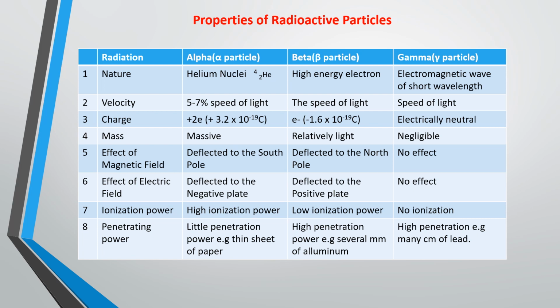Please, what you need to know is basically try and know the difference between each of the particles, especially their charges, the effect of magnetic field, effect of electric field, ionization power, and penetrating power. So that when you are asked in an examination, you should be able to give at least three differences, at most five differences. Gamma rays have the highest penetrating power, but no ionization power. Alpha particles have the highest ionization power, but very low penetrating power. So you should try to know these differences, and then you'll be good to go, right?